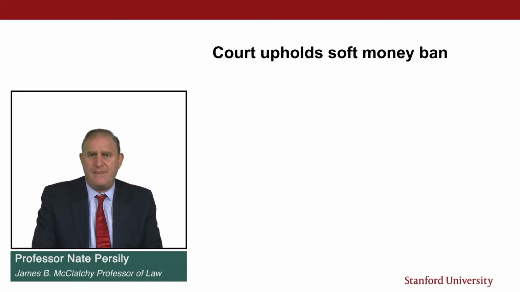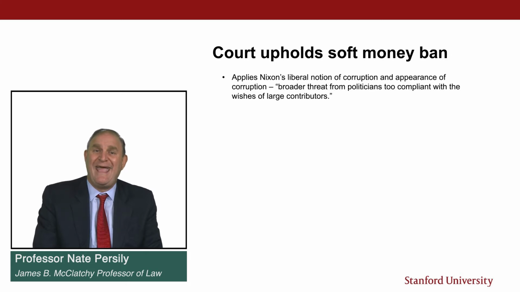And it did so based on the lowered definition of corruption that came out of cases from Buckley through Nixon versus Shrink Missouri Government PAC that we've talked about in previous lectures. So you may remember that Nixon versus Shrink Missouri Government PAC had held that corruption is not just about quid pro quos, but it's also about undue influence on an office holder's judgment. And so here in McConnell, the court applies Nixon's liberal notion of corruption and the appearance of corruption to include the broader threat from politicians too compliant with the wishes of large contributors.